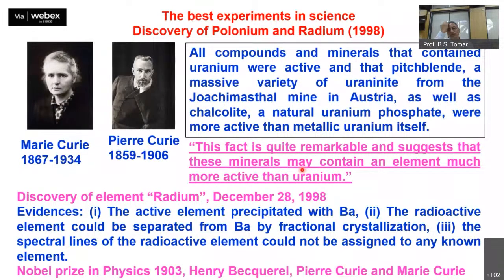Now, if you see in the literature, what are the best experiments in science? I found this is categorized as one of the best experiments in science, and that is the discovery of polonium and radium. It is not 1998, it is 1898. So 1898, Madame Curie and Pierre Curie, they in fact discovered two elements, polonium and radium.